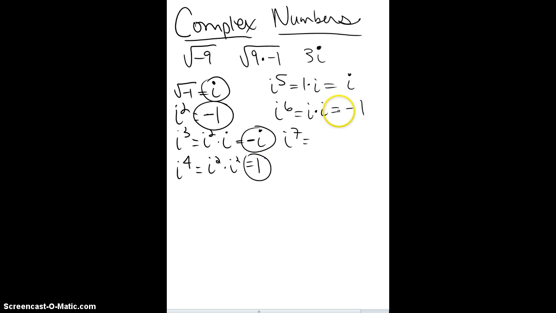I to the 7th is just going to be I to the 6th, times another I, which again is the opposite of I. And I to the 8th is I to the 7th, which is opposite of I, times another I, which gives me a negative I squared, which would be a negative times a negative, a positive 1. And so you can see this pattern goes in 4s. And so that's kind of handy, because if someone gives you I to the, I don't know, 28th, you're like, oh, that's a multiple of 4. That is awesome. It's going to be 1.